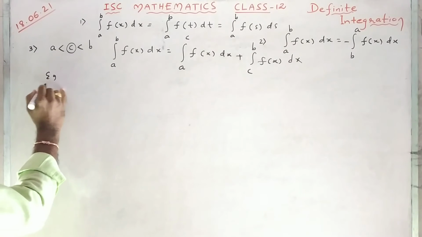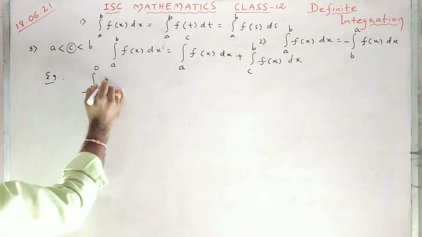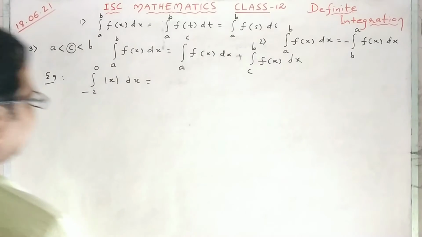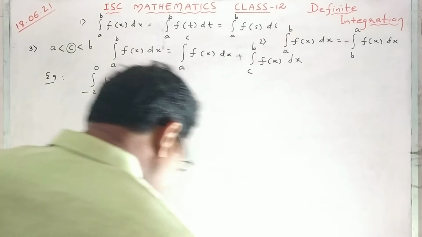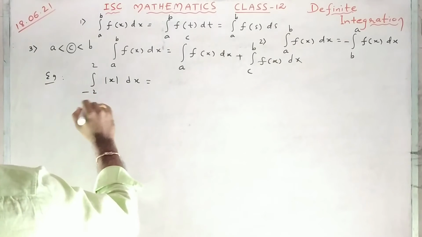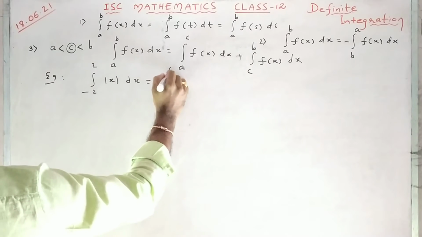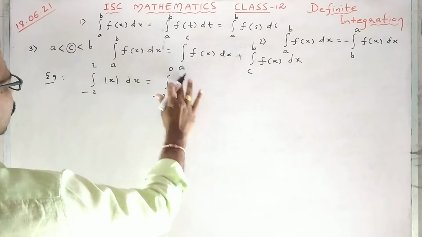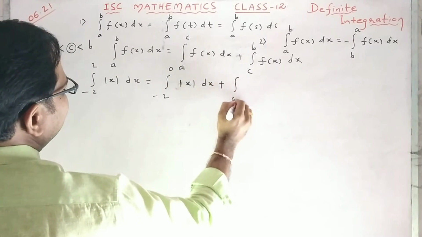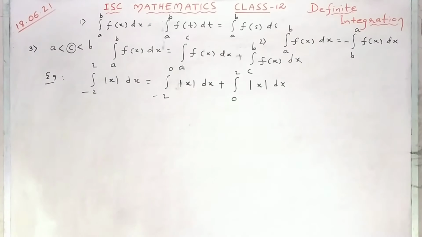For example, integral minus 2 to 0 mod x dx. We look at these ones. Minus 2 to 2 I am taking. In between minus 2 to 2 I will take 0. Minus 2 to 0 mod x dx plus 0 to 2 mod x dx. We can split like this.